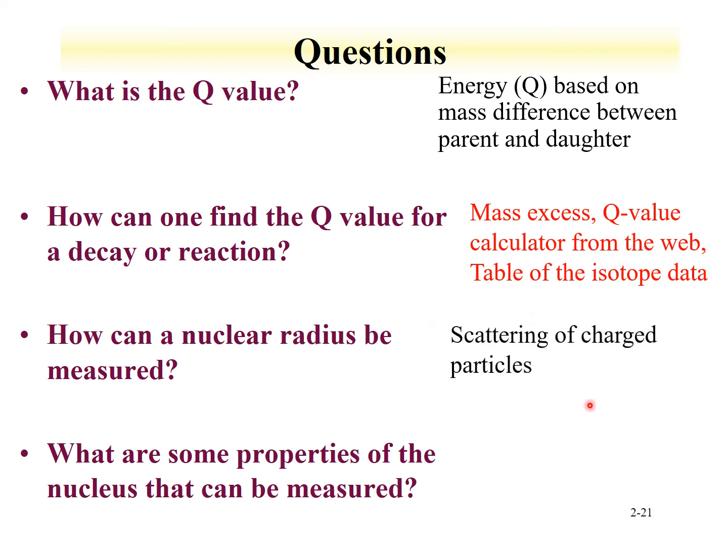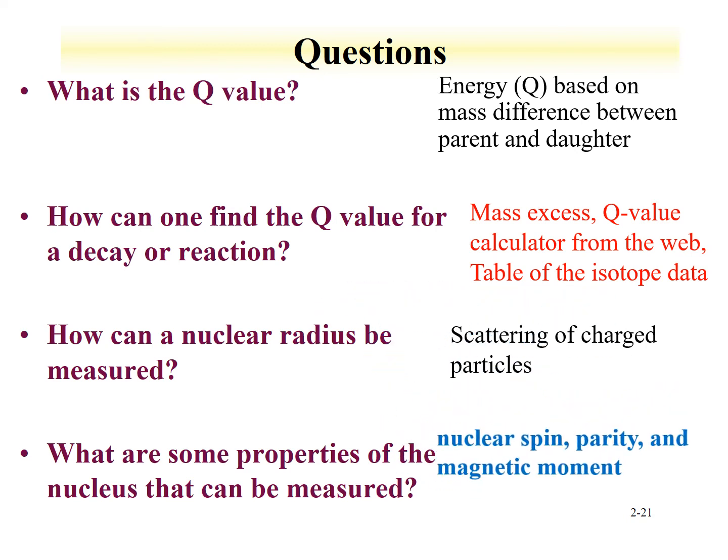How can radius be measured? Generally by scattering of charged particles. One could use both positively and negatively charged particles: electrons, protons, alpha particles. And they will give information about the scattering, and then that scattering information can be utilized to not only provide information on the radius of the nucleus, but give some details on the structure of the nucleus itself.